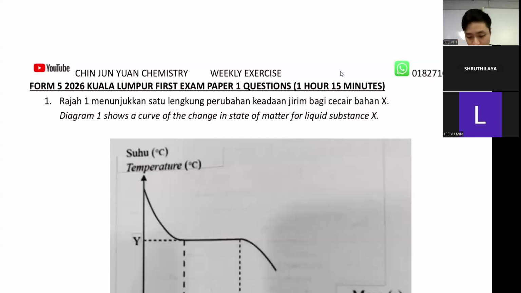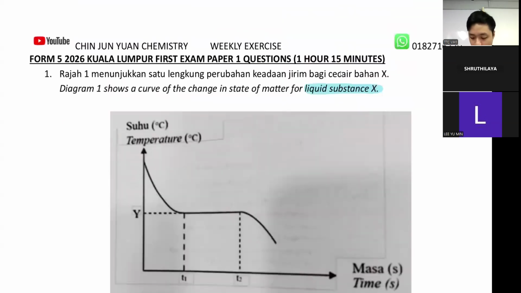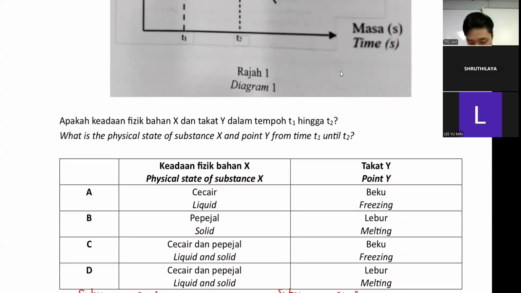Okay, question 1. Diagram 1 shows the curve of the change in state of matter for liquid substance X. So the title at the beginning says substance X is liquid. What is the physical state of X at point 1?